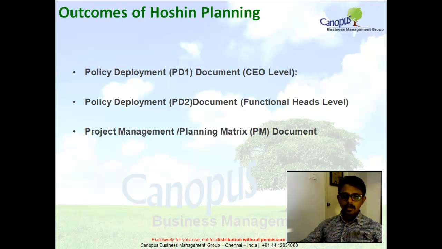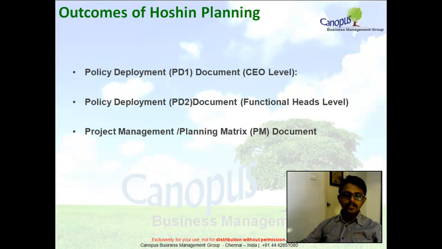In some organizations which practice Hoshin Kanri, they don't use an X matrix format, but they use a slightly different format. We're not going to get into the details of those formats, but primarily understand here in this video what the outcomes are. So the first outcome, as we talked about, is PD1. Followed by that is what we call a PD2.